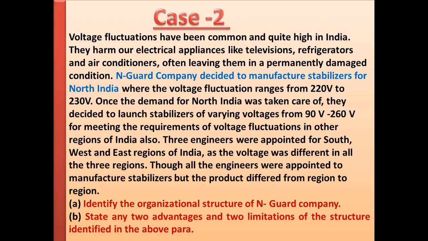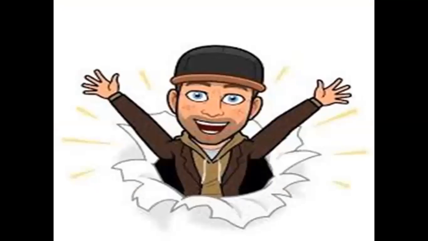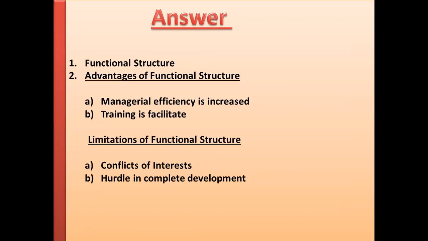The next key lines: we have 3 engineers who were appointed for the south, west, and east regions of India, as voltage was different in all the 3 regions, and they decided to create 3 regions for the same product. So here the answer is functional structure, and the advantages of functional structure, we have to state any two.